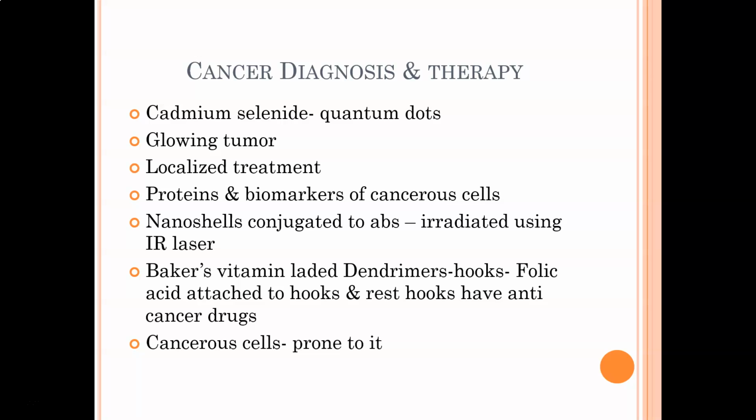So there are Baker's vitamin-laden dendrimers. James Baker, who was a scientist at the University of Michigan, discovered a highly efficient and successful way of delivering cancer treatment drugs. Now, how did he do this? He developed a dendrimer. This molecule has over 100 hooks on it, which allow it to attach to the cells in the body. Folic acid is a vitamin which is received by the cells in the body, and it is easily attached to a few of these hooks in the dendrimer.